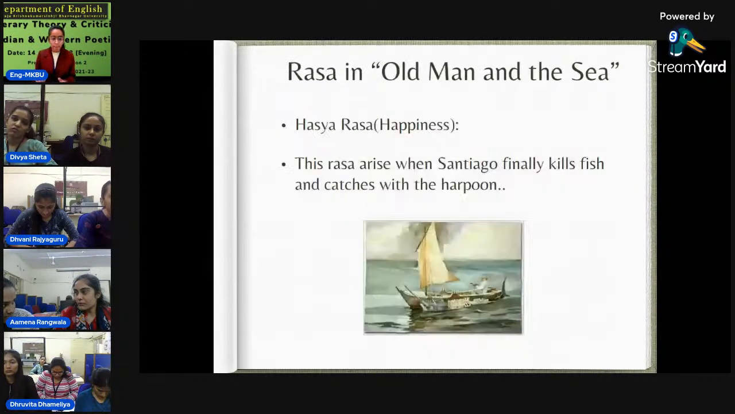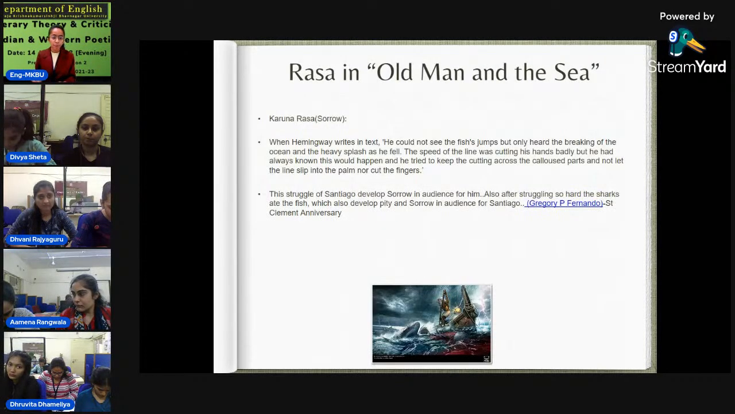inside him. The Hasya Ras, how is Hasya Ras shown? Finally he got that fish after 84 days, and that happiness is the Ras shown in him.